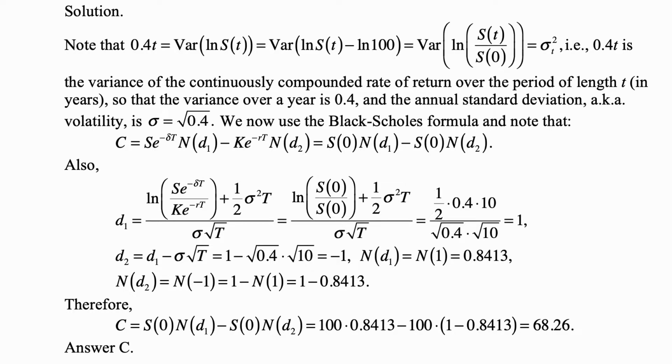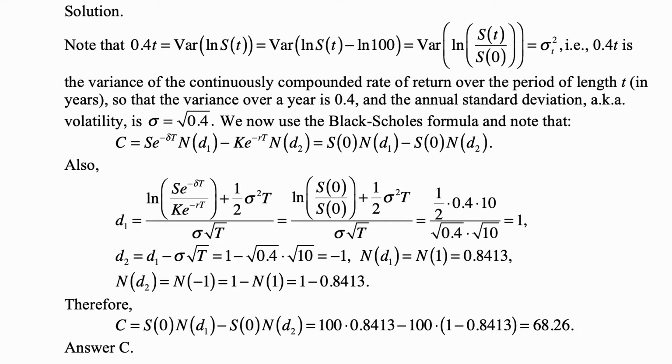And d1 is calculated using the standard formula, but that just ends up being the natural logarithm of S of 0 over S of 0, plus 1/2 sigma squared t, over sigma square root of t. Of course, the natural logarithm of 1 is 0, so this is 1/2 times 0.4 times 10 over square root of 0.4 times square root of 10. But the square root of 0.4 times square root of 10 is the same as the square root of 0.4 times 10, so the square root of 4, which is 2. So we really have here 0.4 times 10, which is 4, divided by 2 times 2, which is 4, so this is 1. d2 is d1 minus sigma square root of t, so it's 1 minus square root of 0.4 times square root of 10, and that's negative 1.